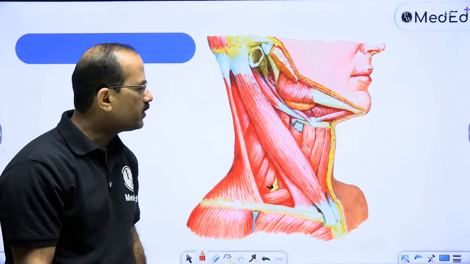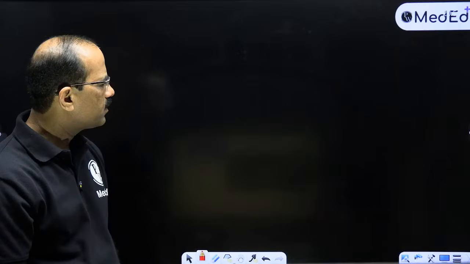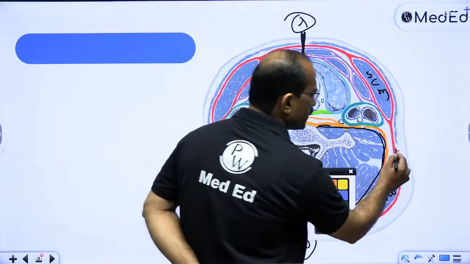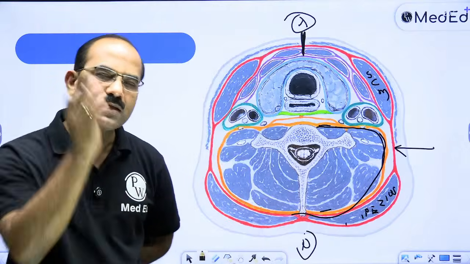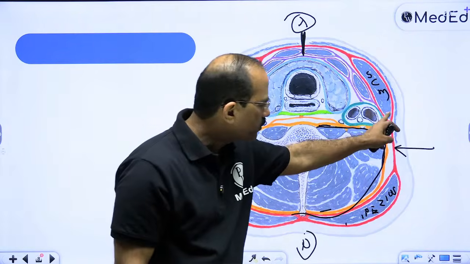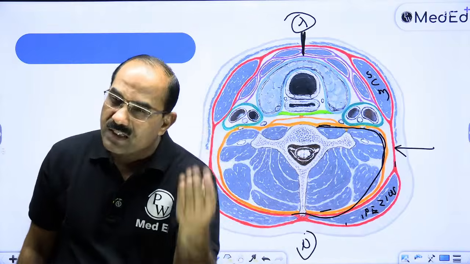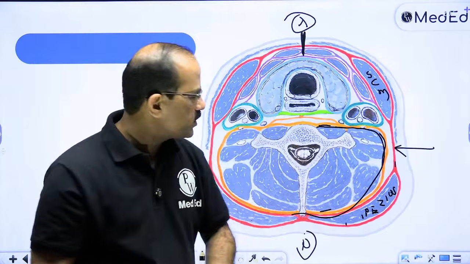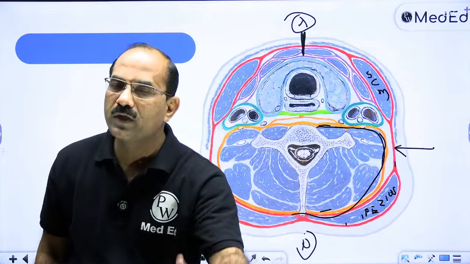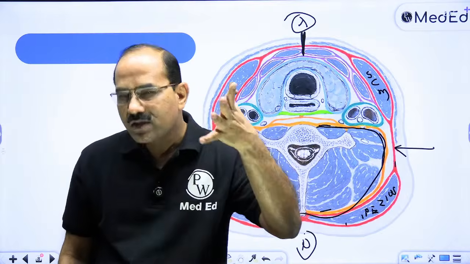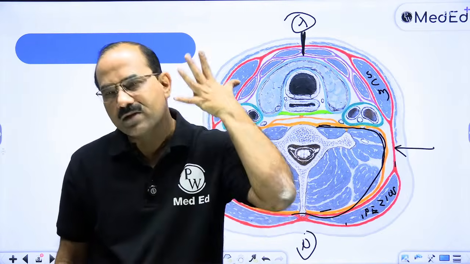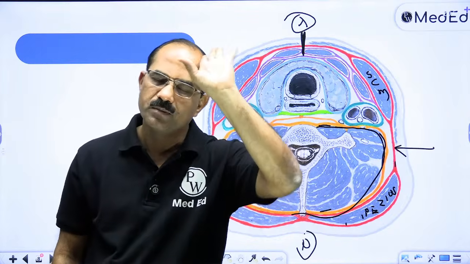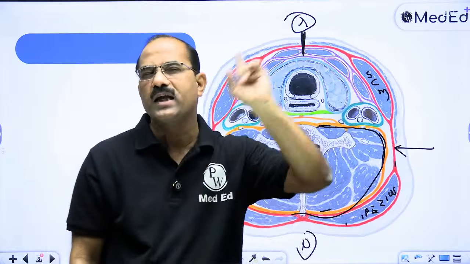I'll just tell you this. Look at this red one. What is this red one? This is known as the investing layer of the deep cervical fascia. This is going to form the roof of the posterior triangle. So the roof is formed by the skin, superficial fascia, the one in red, the investing layer of the deep cervical fascia, the four branches of the cervical plexus which come to supply the skin, and a vein here, the external jugular vein. Just remember this much, external jugular vein.